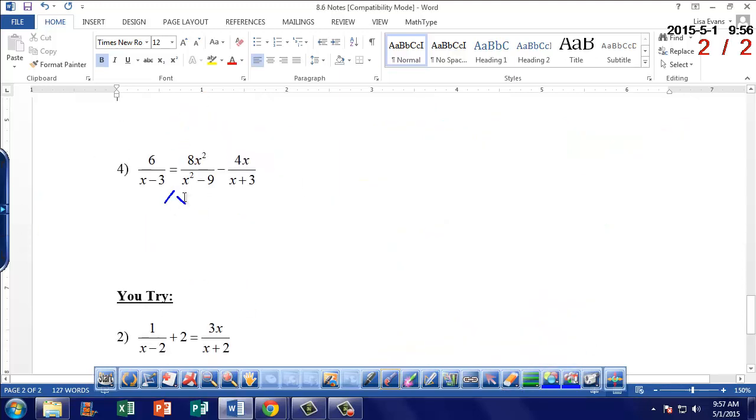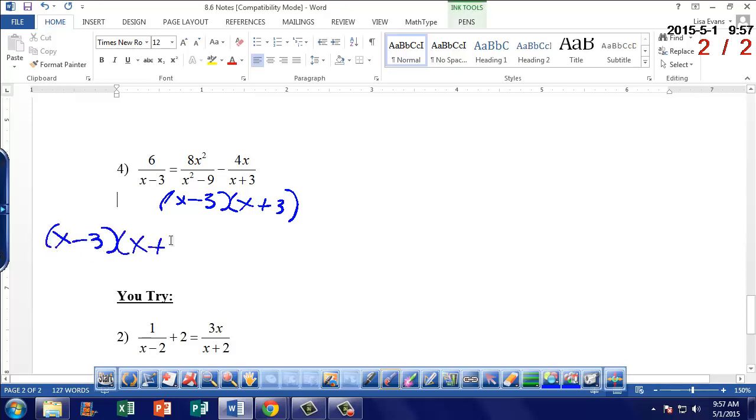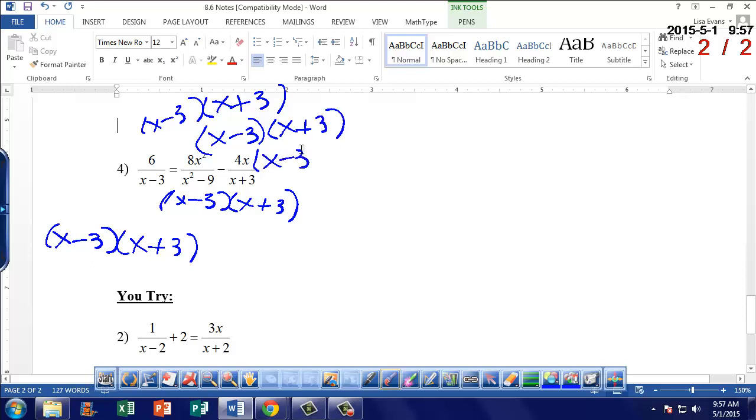Okay, when I factor this denominator, I have x minus 3, x plus 3. So I can see that my least common denominator is going to be x minus 3 and x plus 3. If you want to write this for the whole thing, you can. So x minus 3, x plus 3, x minus 3, x plus 3, and then x minus 3 and x plus 3. So let's go ahead and do our first term. The x minus 3 cancels here, so I'm multiplying 6 times x plus 3. That's 6x plus 18.